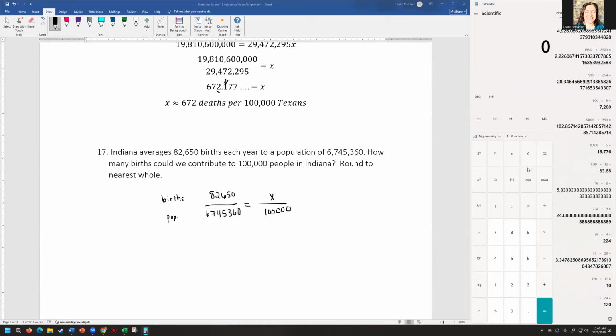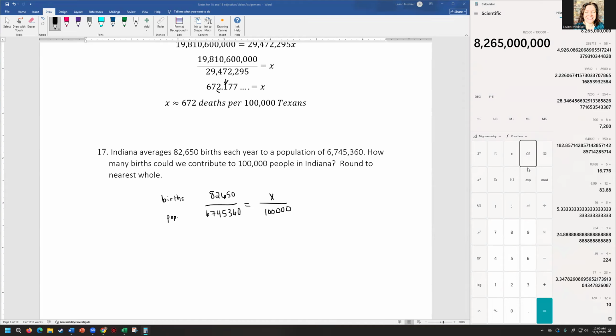So we're going to do our cross multiplication. So I have 82,650 times 100,000. Make sure when you're typing these in, you don't miss any of your zeros. That is a common place students can make a mistake. So that would be 8265 and then 6 zeros, equal to, then we have this diagonal is times x. So it's just going to be that number times x, 6,745,360x. We'll divide both sides by 6,745,360.